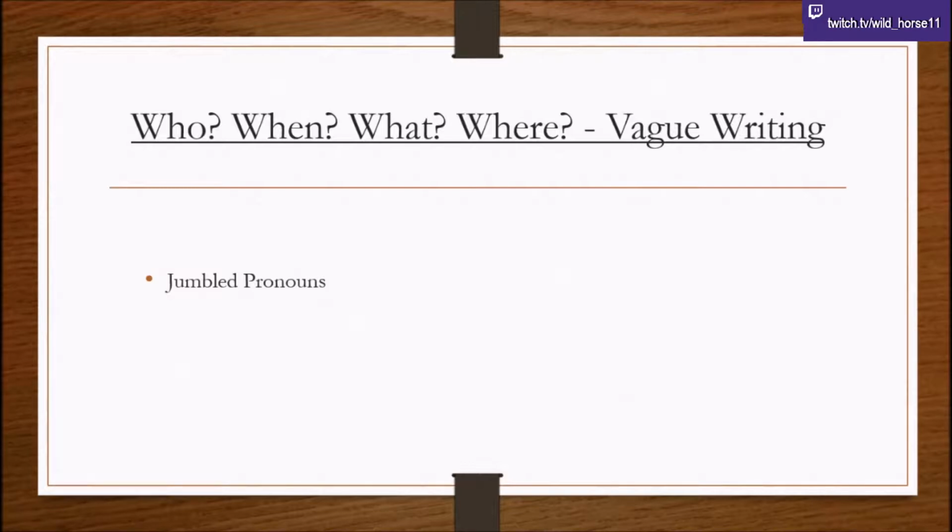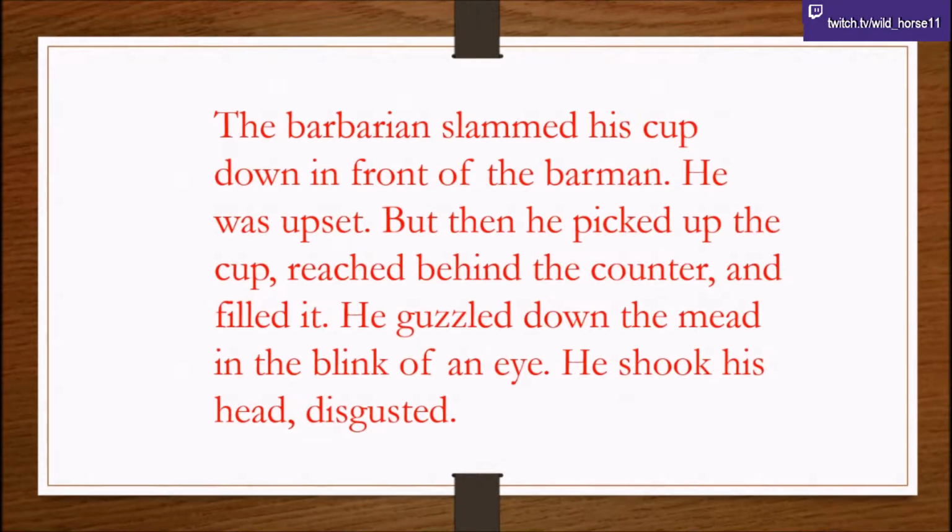Pronouns become jumbled when they are used indistinctly. Here's an example of jumbled pronouns. The barbarian slammed his cup down in front of the barman. He was upset, but then he picked up the cup, reached behind the counter, and filled it. He guzzled down the mead in the blink of an eye. He shook his head, disgusted. Who is doing what? Because the characters are the same gender, using pronouns alone makes it nearly impossible to follow the action in the scene. Here's the corrected version.